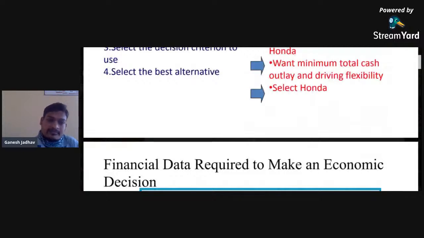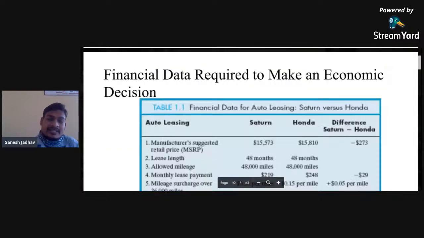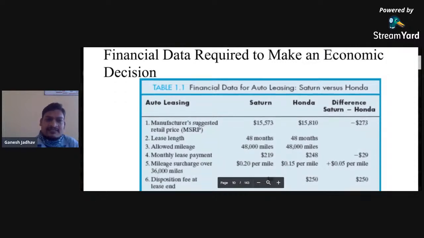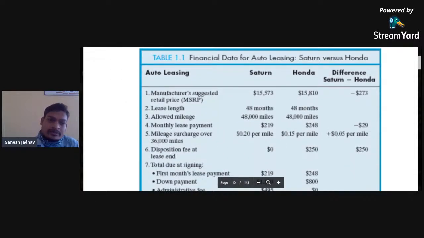Then this is the financial data, or whatever we can say this is the quotation, for Stratum versus Honda. So this is the financial data of the auto leasing, and this is one example. The manufacturer suggested prices are $15,573 for Stratum and $15,810 for Honda, so the difference is $273.